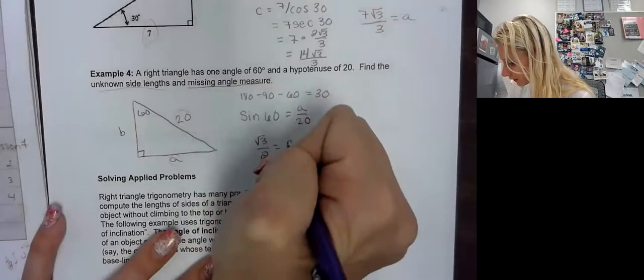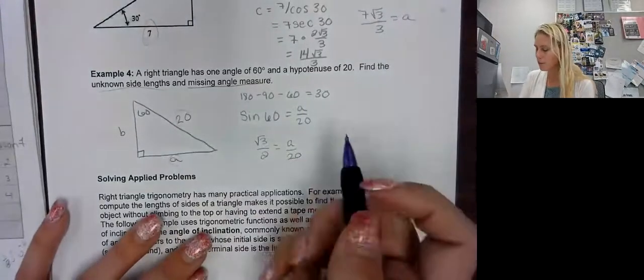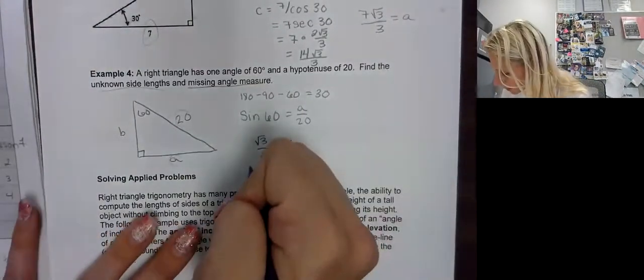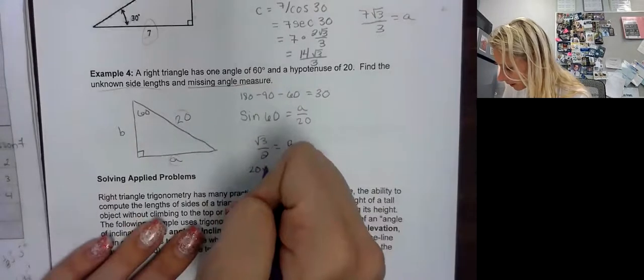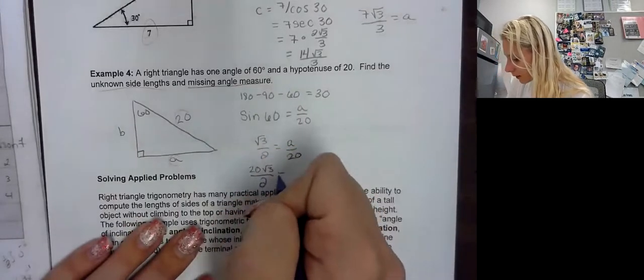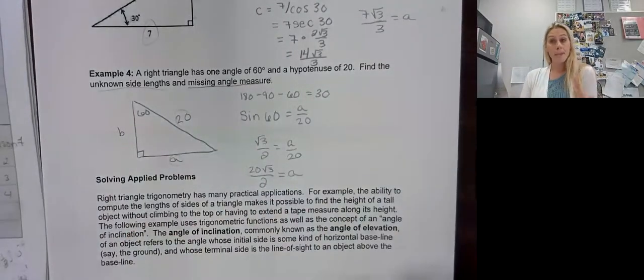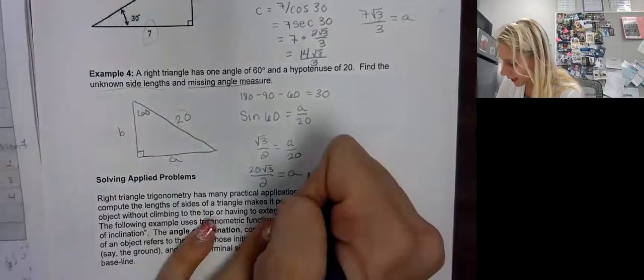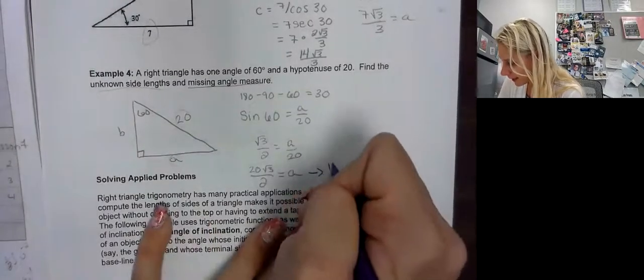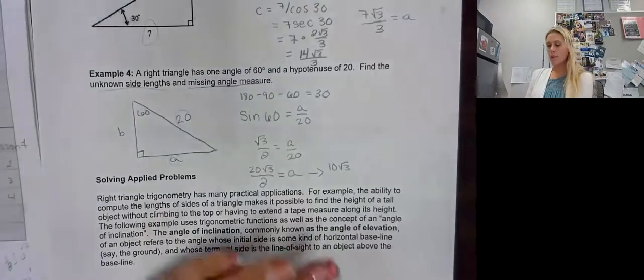So I'm just showing you different ways that you can do this. Now, how do we get A by itself? I multiply both sides by 20. Now, if you wanted, many of you could probably see that, hey, wait a second, 20 divided by 2 is 10. So we actually can make this 10 square root of 3. All right, we found our A.